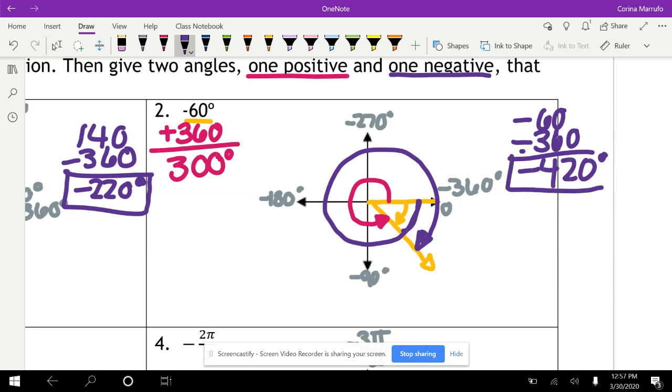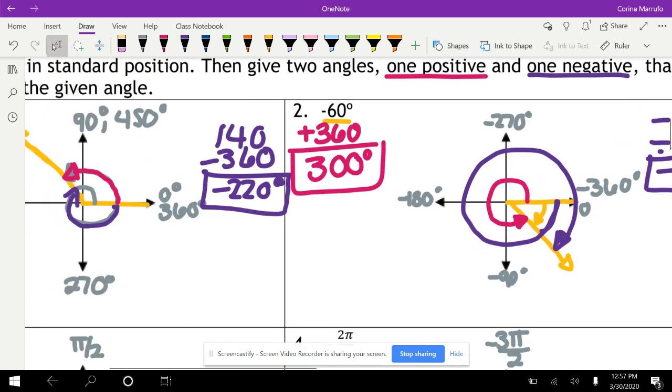And that's it. So I don't want you guys to overcomplicate things. You're either adding or subtracting one full rotation. And one full rotation is 360 degrees. So that's our two answers, 300 degrees and negative 420. All right, so let's move on.